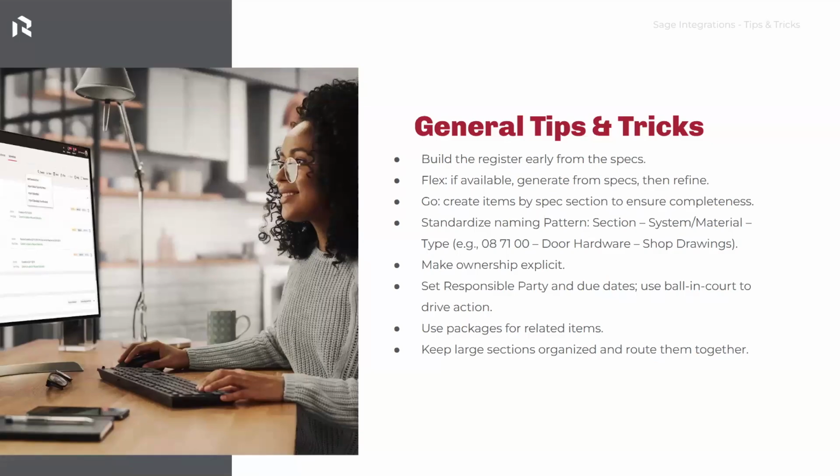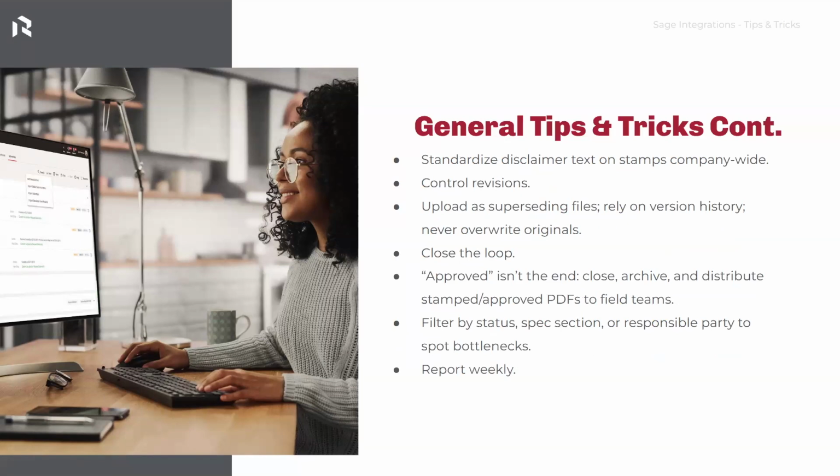And then you want to use packages for the related items, so you want to group those together. And then just keep the large sections organized so you can route them together. Standardize your disclaimer text on your stamps so they're all the same company-wide. Make sure that you are controlling your revisions. And as you're uploading your superseding files, make sure that you rely on that version history. You want to make sure that you don't overwrite your originals.